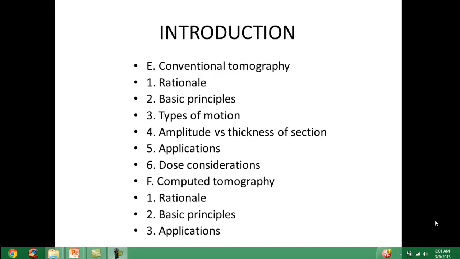Okay, well, when it comes to tomography, let's talk about firstly what we're going to talk about. First, we have to talk about what is known as conventional tomography, because CT wasn't always around. We'll talk about why it's done, some of the basic principles that make it work, why the X-ray tube motion has anything to do with tomography, the selection of a slice, some of the applications that can be utilized, things to think about when it comes to dose. Then we'll get into our modern computed tomography, and we'll talk about some of the basic principles.